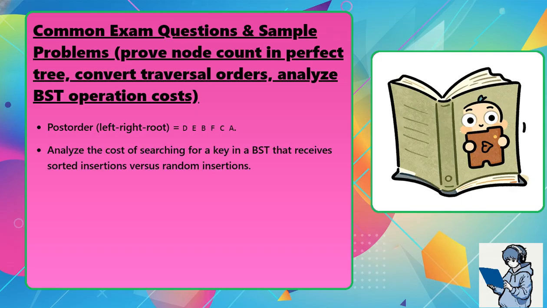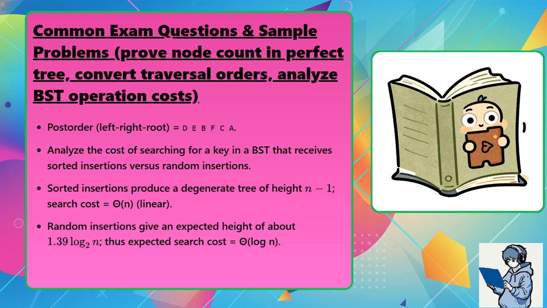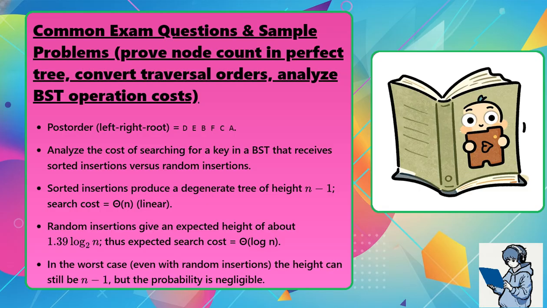Analyze the cost of searching for a key in a binary search tree that receives sorted insertions versus random insertions. Sorted insertions produce a degenerate tree of height n-1. Search cost equals big theta of n, linear. Random insertions give an expected height of about 1.39 log base 2 of n. Thus expected search cost equals big theta of log n. In the worst case, even with random insertions, the height can still be n-1, but the probability is negligible.